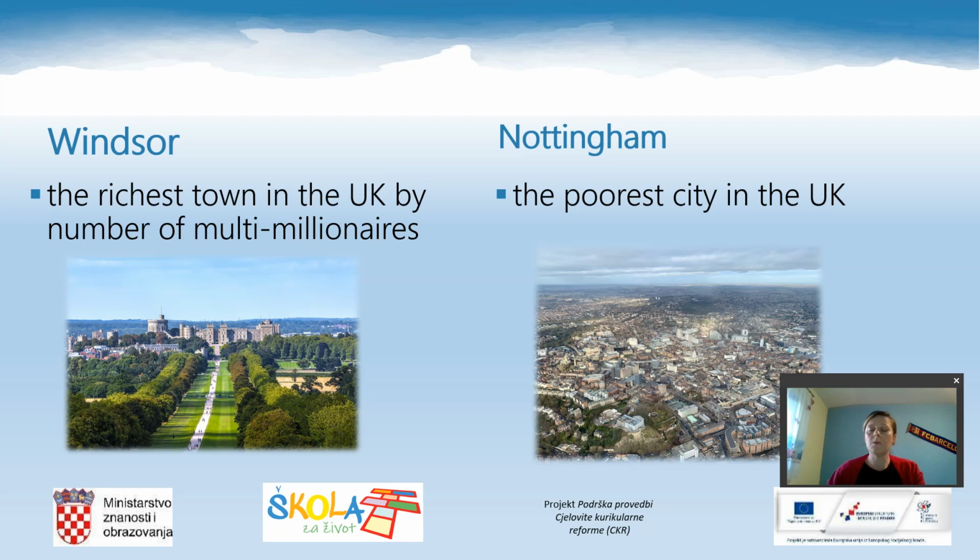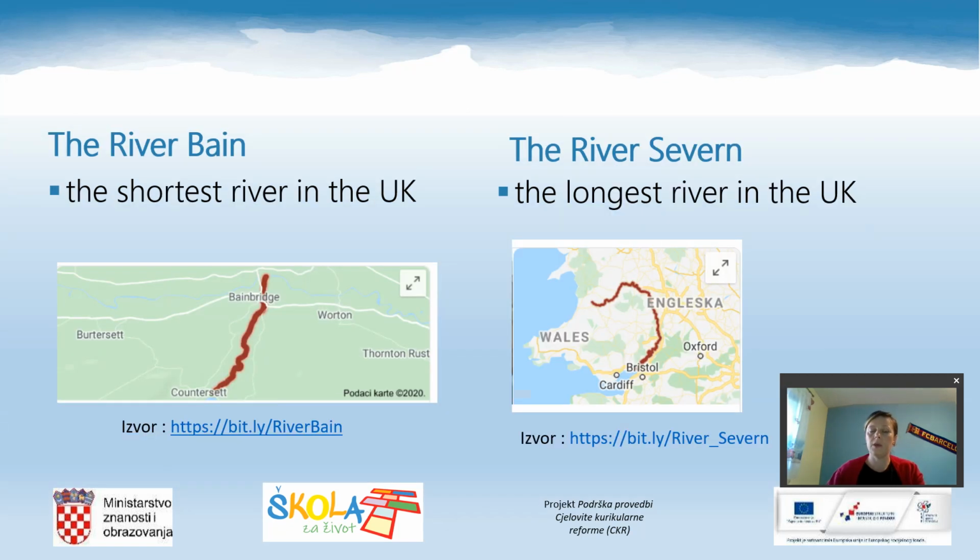The British government has named Nottingham the 5th time in 7 years the poorest city in the UK. The River Bain is the shortest river in the UK. It is only 4 kilometers long. On the other hand, the River Severn is the longest river in the UK and it is 354 kilometers long.